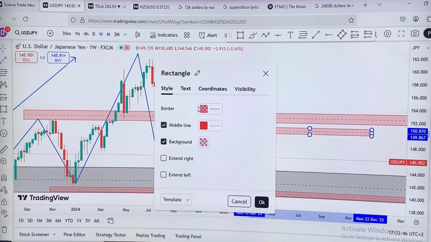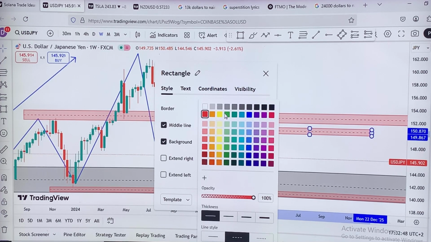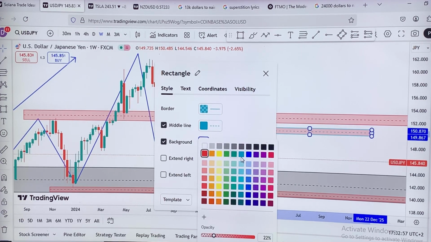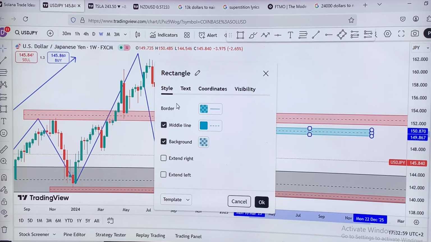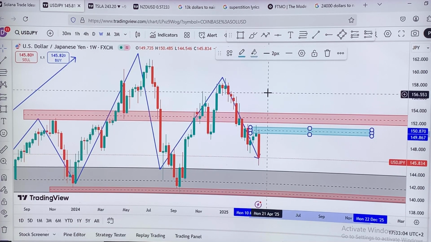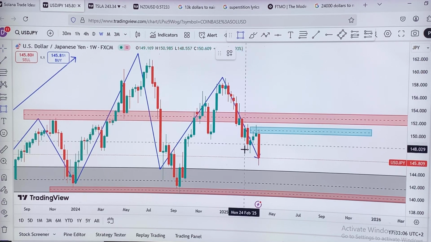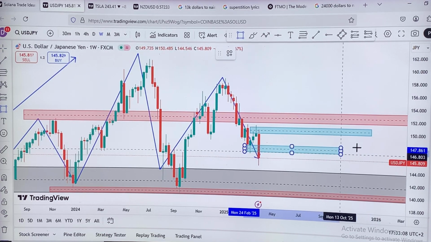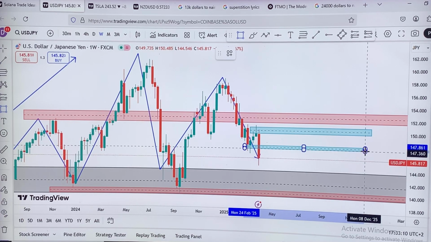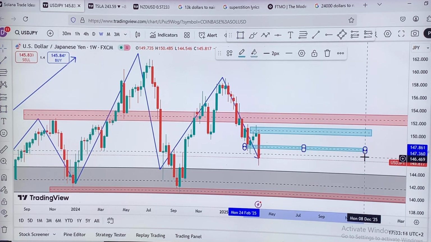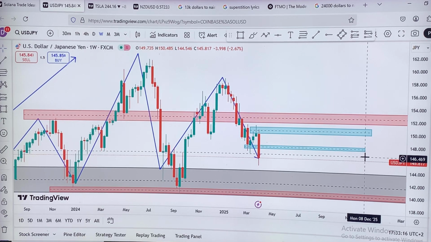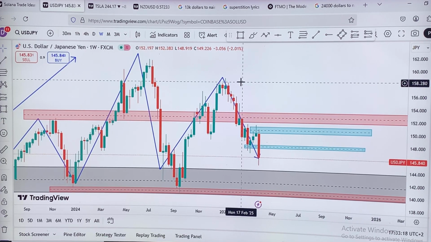Let's have something like this. Let's have this. All right, so here we go. We're having a lower high, so we take this level. So on the weekly time frame, it is very evident, very clear, crystal clear that we have a downtrend.